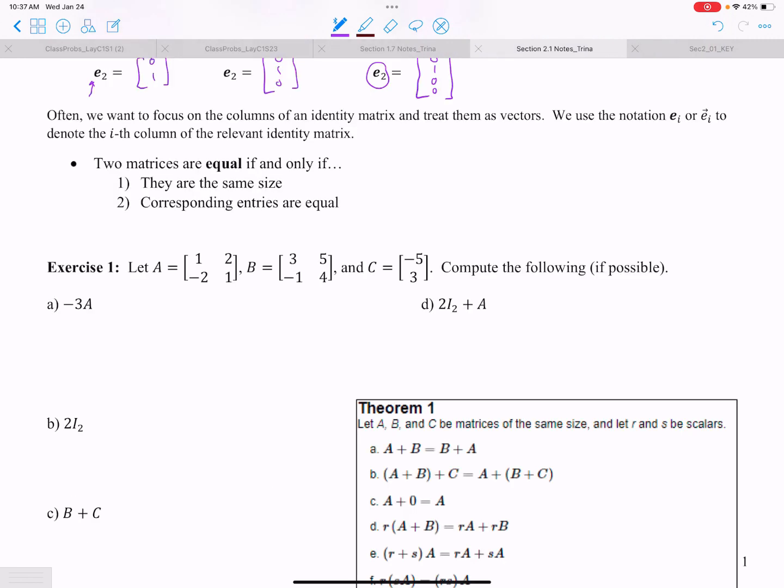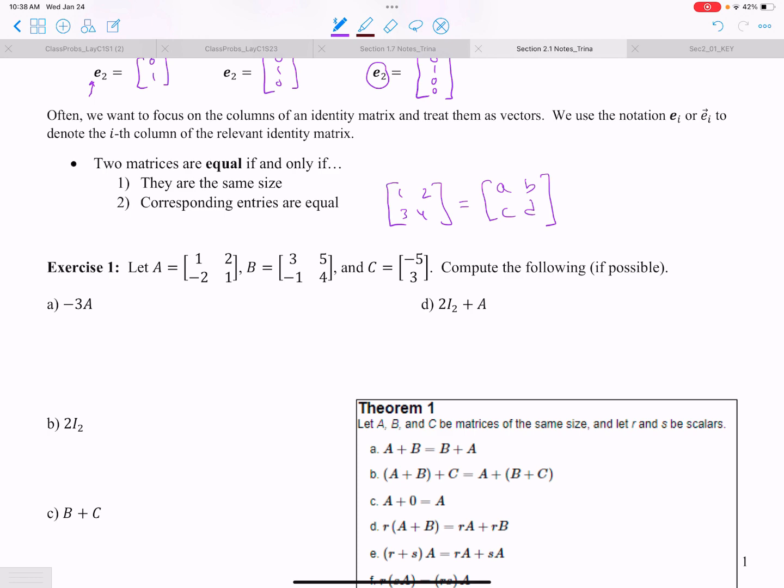We say 2 matrices are equal if they have the same size and all their corresponding entries are equal. So if I had 1, 2, 3, 4 equals A, B, C, D, you know that A is 1, B is 2, C is 3, and D is 4. Otherwise, they wouldn't be equal.